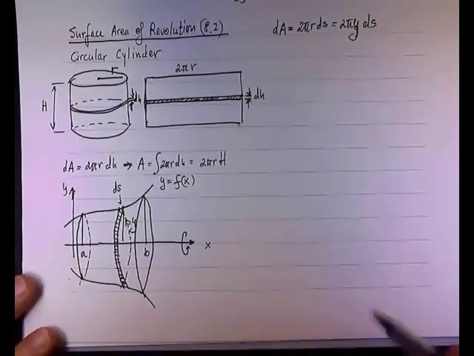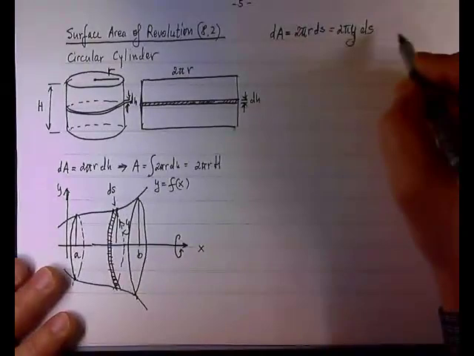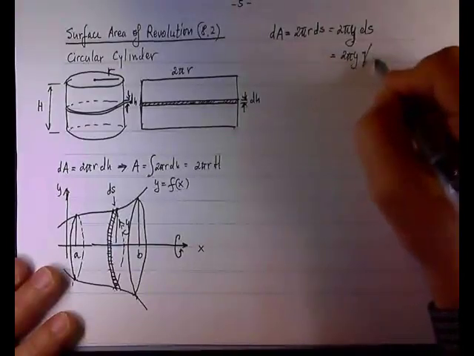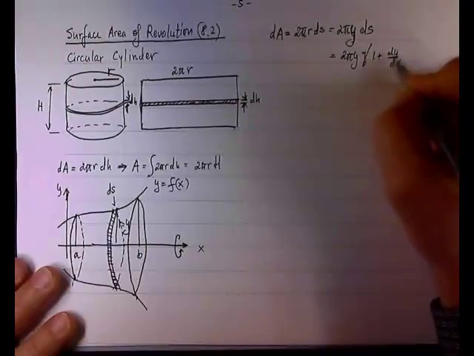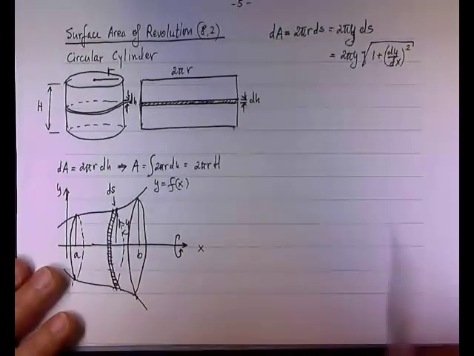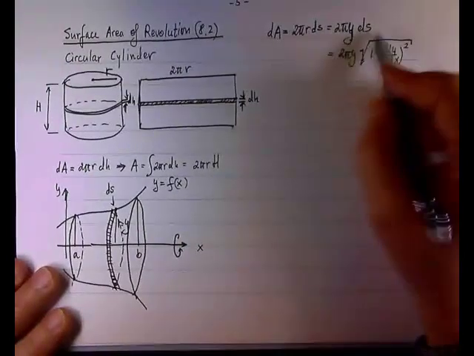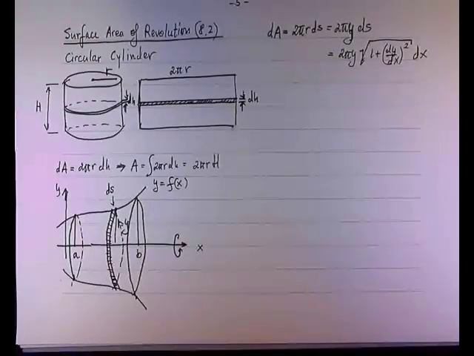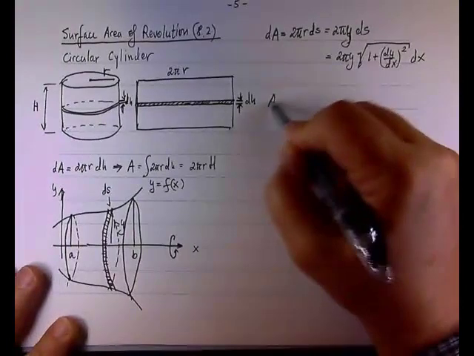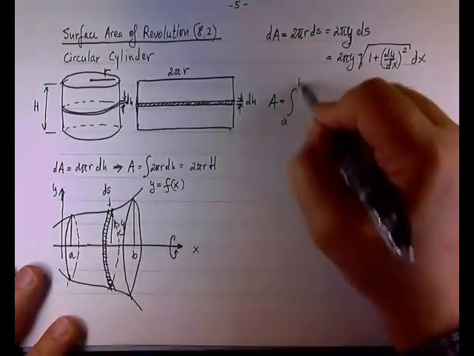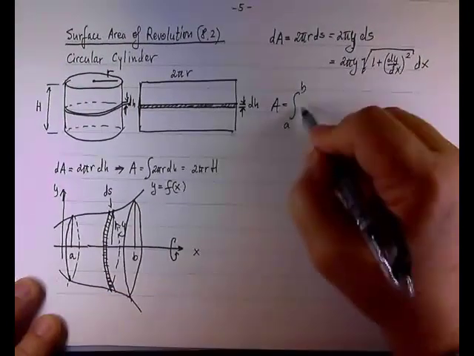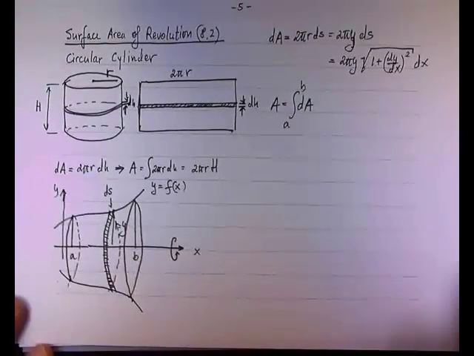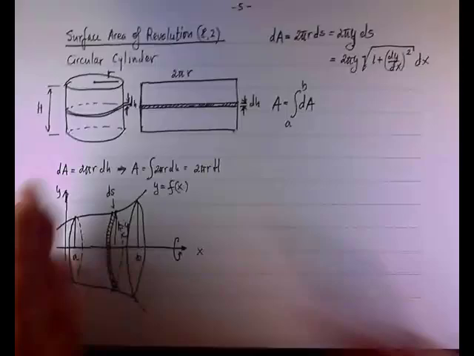And what is ds? Well, ds is what we did before, the arc length function. So we know it's the square root of 1 plus dy/dx squared. So we can say that dA equals 2 pi y times the square root of 1 plus dy/dx squared, times dx. This is the differential approach. We've done this before. And now the surface area will be the integral from a to b of dA.